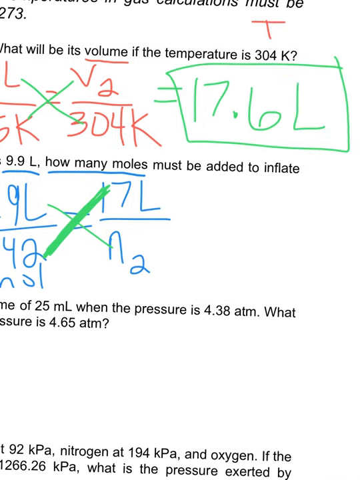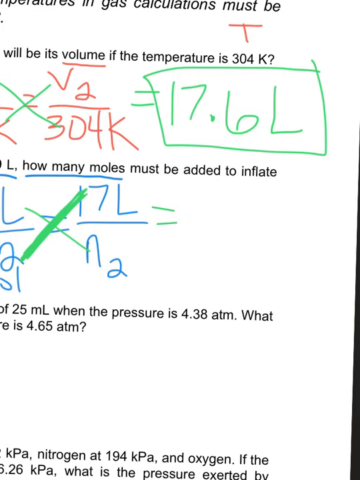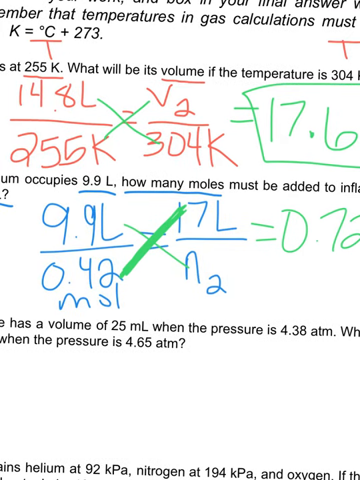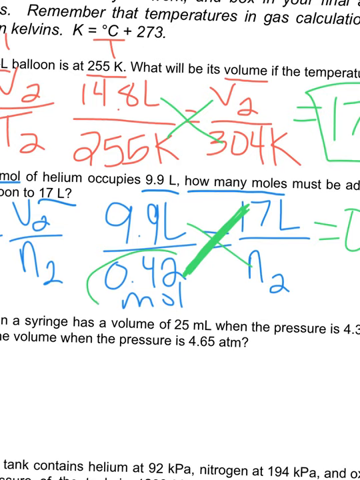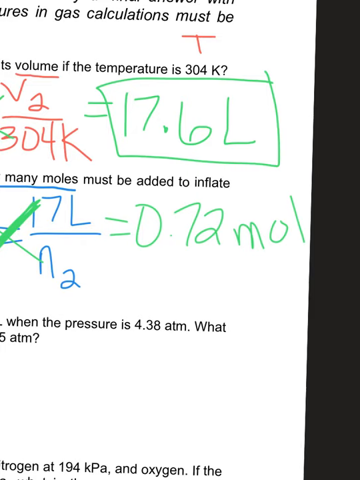And we get 0.72 moles. Now be careful. That is not the final answer. 0.72 moles is not the final answer. Read the question carefully. How many moles must be added? We started with 0.42 moles. That's where we started from. And we ended up at 0.72 moles. How many moles did I add to get up to 0.72 moles? That would be our final answer.